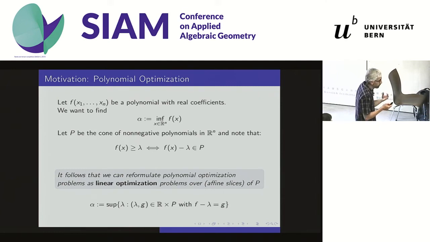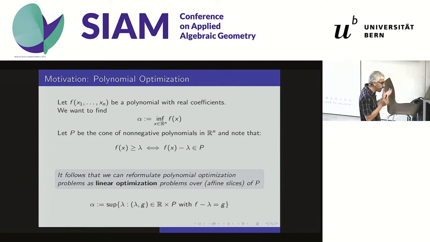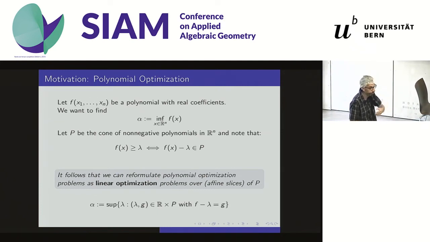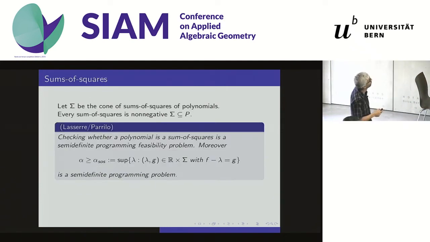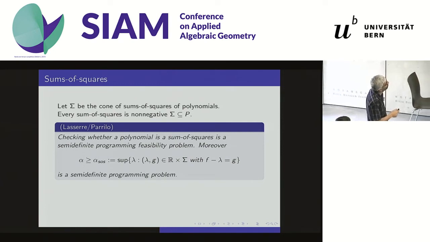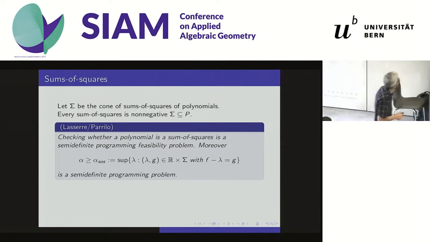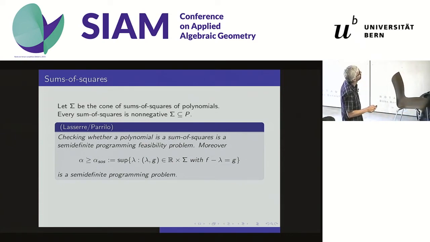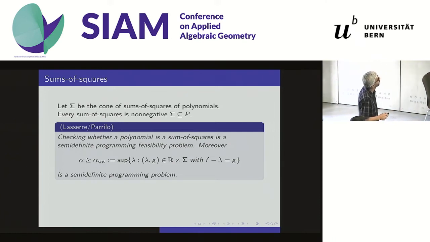There are many ways that one could try, but maybe the simplest one is you take your polynomial and you try to write it as a sum of squares of polynomials with real coefficients. Why is that? Because obviously a sum of squares of polynomials with real coefficients evaluated anywhere gives you a non-negative value, because it's a sum of squares of real numbers. So we define sigma to be the cone of sums of squares of polynomials of some bounded degree. Then every sum of squares is non-negative, which is the same as saying that sigma is contained in P.